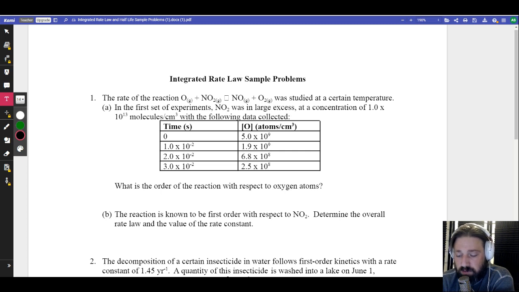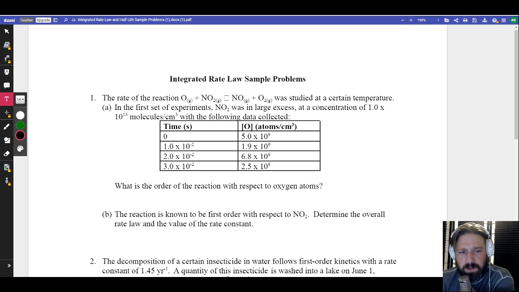When that happens, we can look at the concentration of oxygen atoms without worrying about NO2 changing its concentration. It's always going to remain pretty high because it's a lot higher than the oxygen.